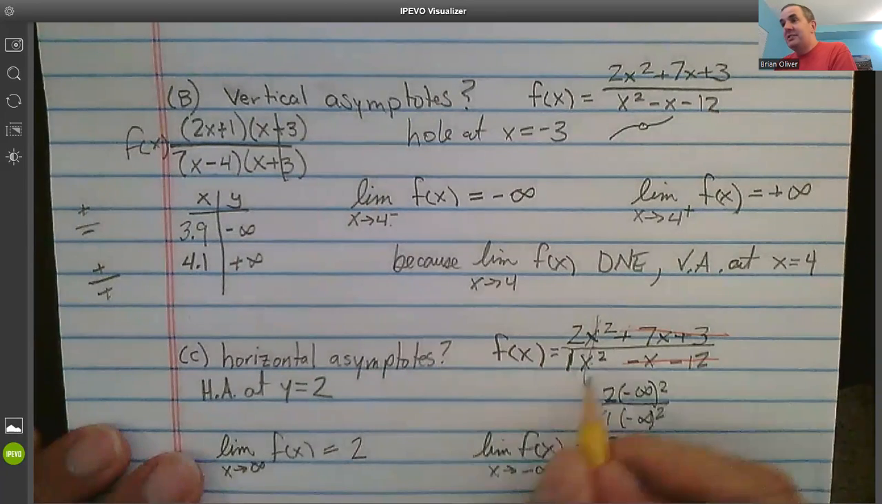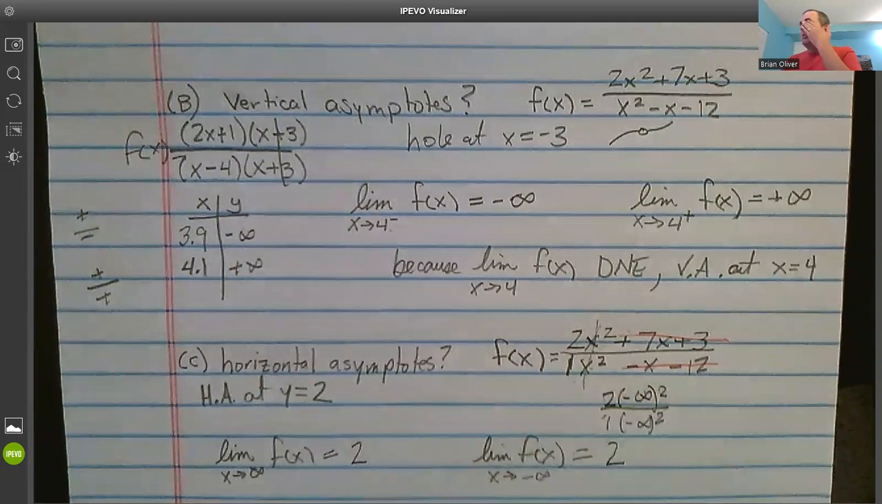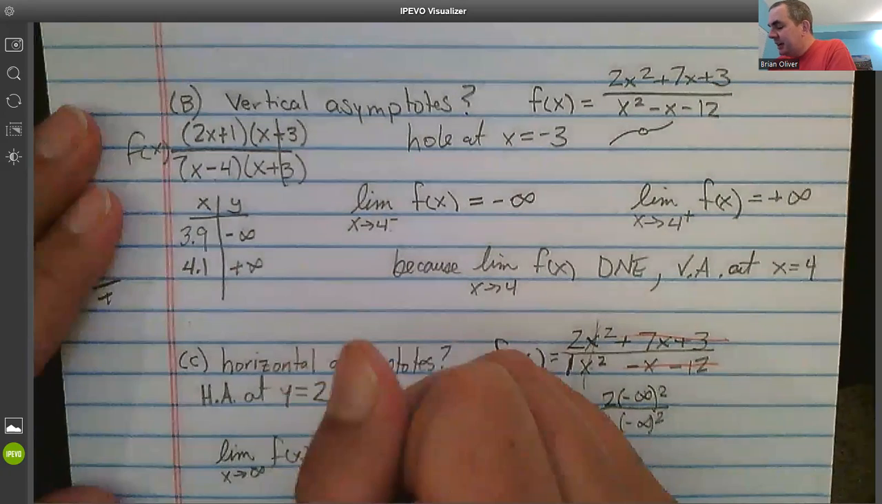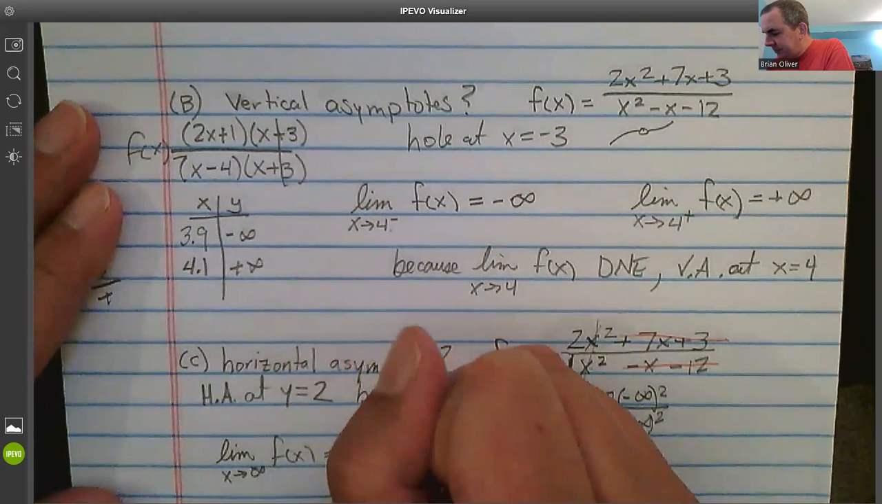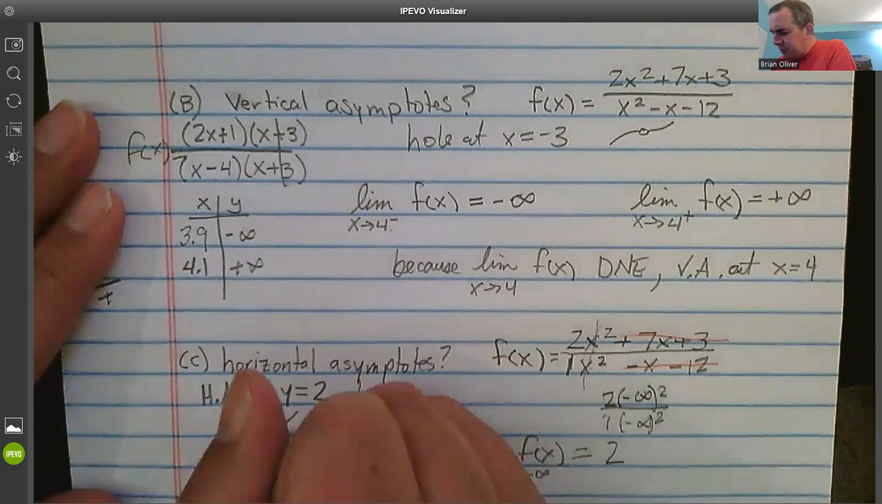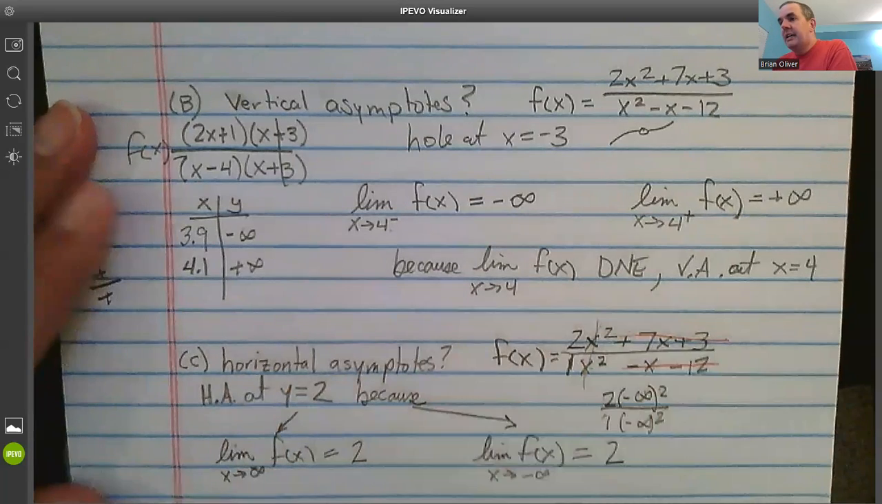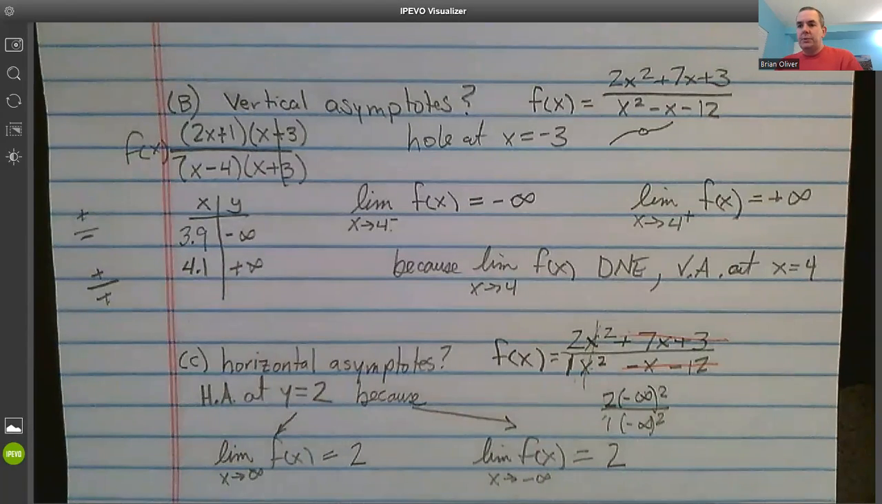It's not because the degrees are the same. That was just kind of the shorthand version. It's because of these two limits that the horizontal asymptote is at y equals 2. So that's the way we have to deal with those.